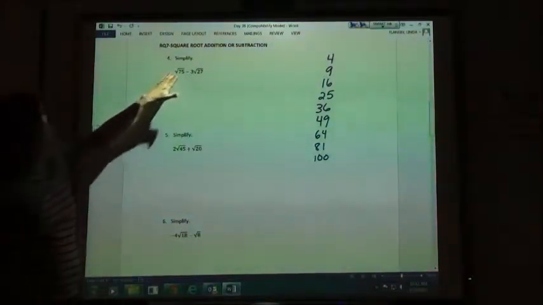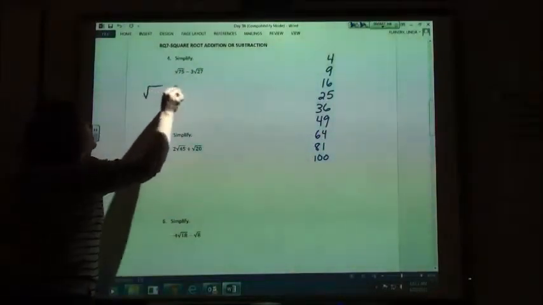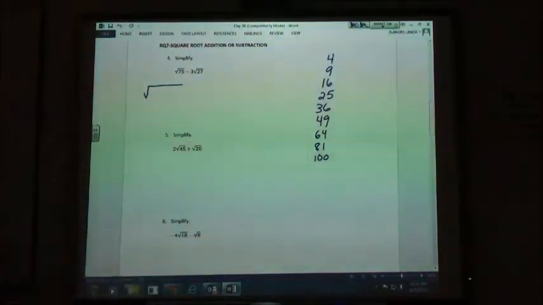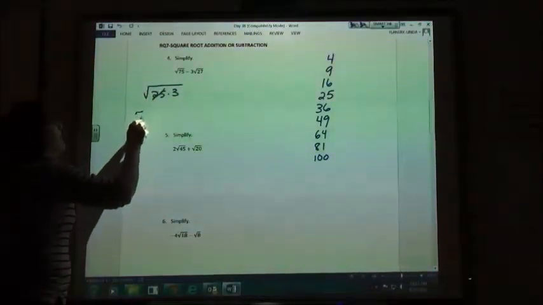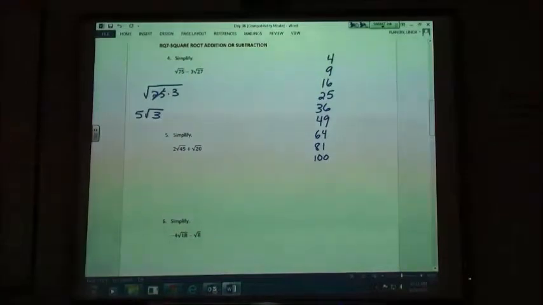So if I'm simplifying the square root of 75, which we did on the previous page, how would I factor that? What times what? 25 times 3, because 25 is the biggest perfect square that goes into 75, and 25 times 3 is 75. The square root of 25 is 5, so we get 5 square root of 3. We've got that first part simplified.